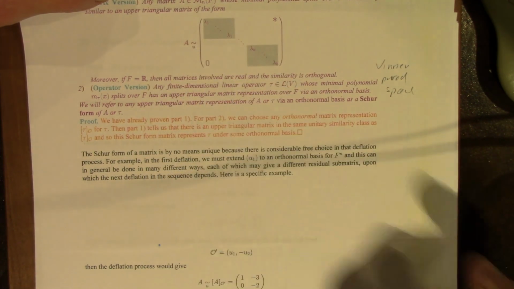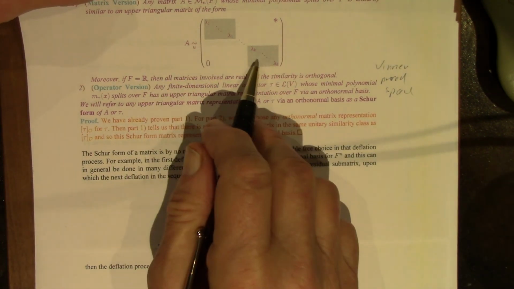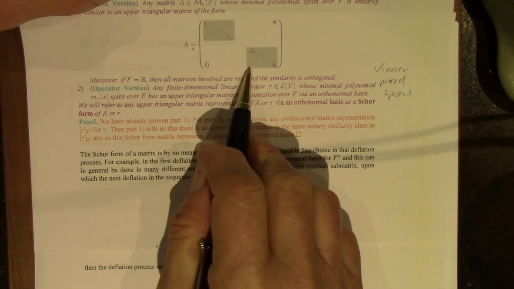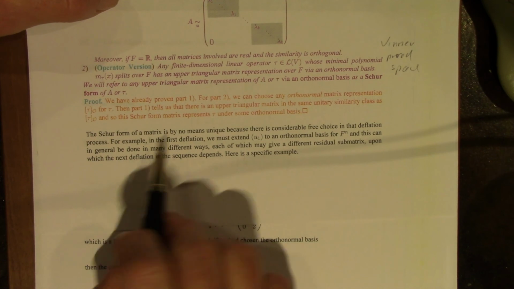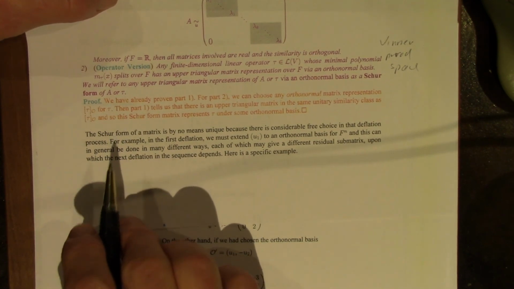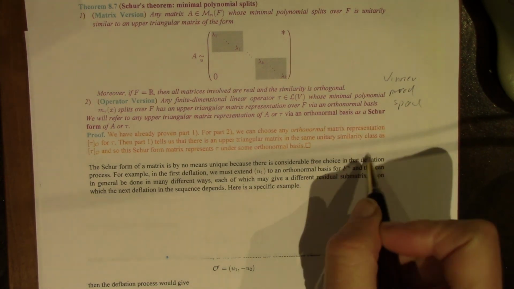This form of matrix that we get by these deflations, we will refer to as a Schur form of the original matrix A. So this is in Schur form. I think that's a reasonably common term, but I'm not sure. The Schur form of a matrix, however, is by no means unique. There's considerable free choice in the deflation process.